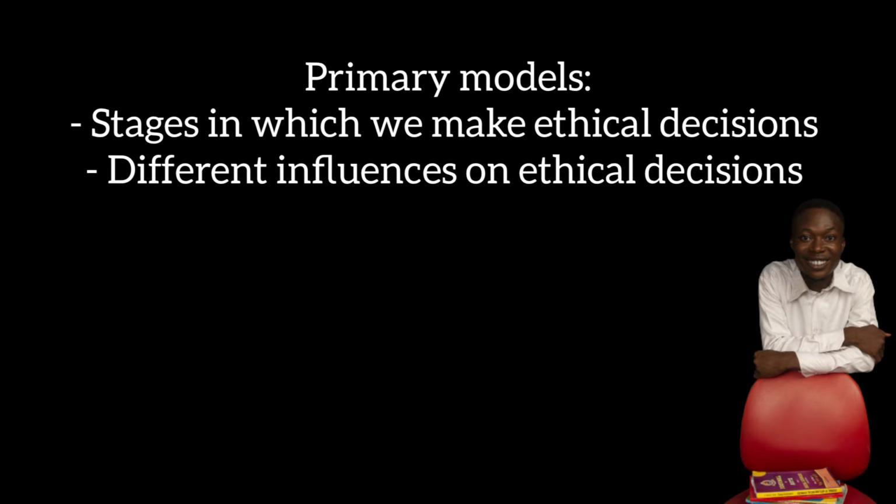There are two primary models in ethical decision making. The first one is the stages which decision making goes through, right? When we are faced with ethical issues. The second one is the different influence on our decision making. So the first one being the stages in decision making we go through when we are faced with ethical issue.